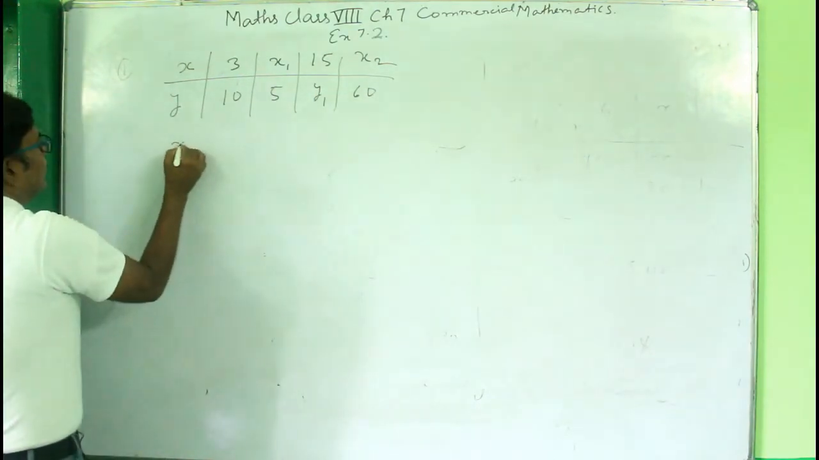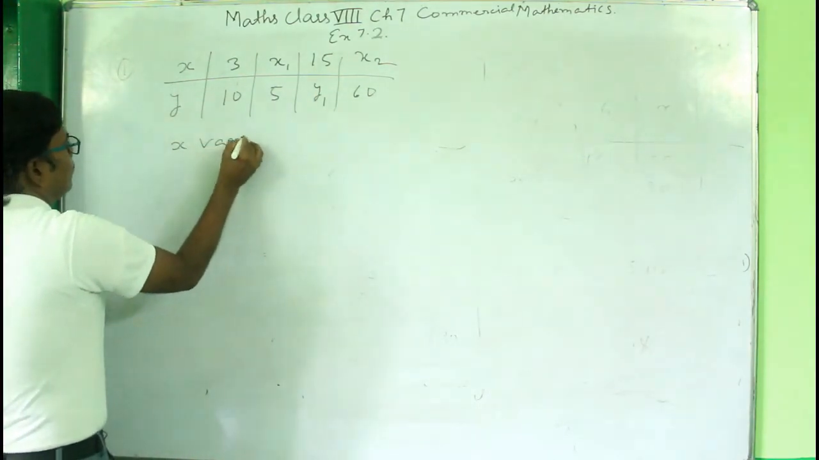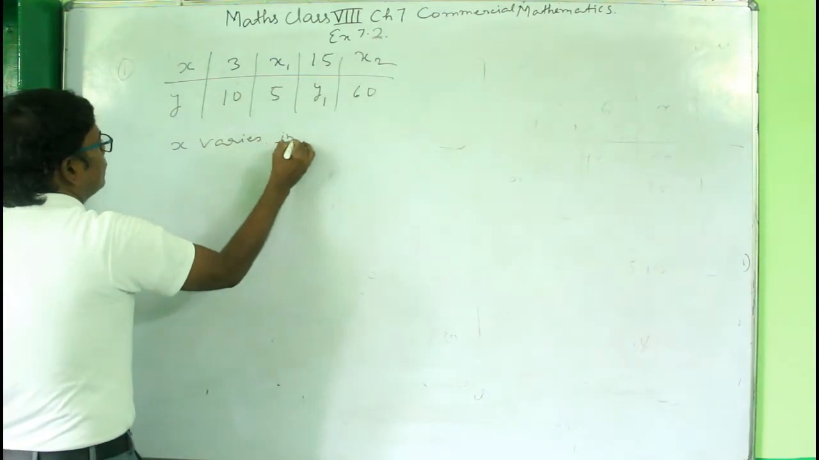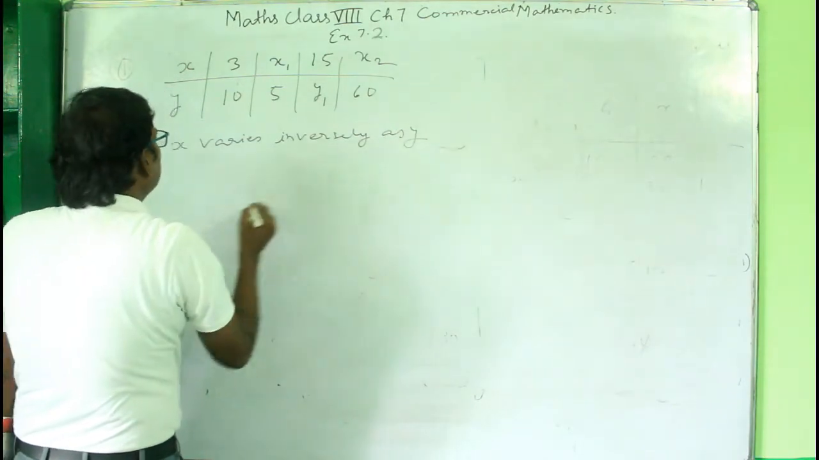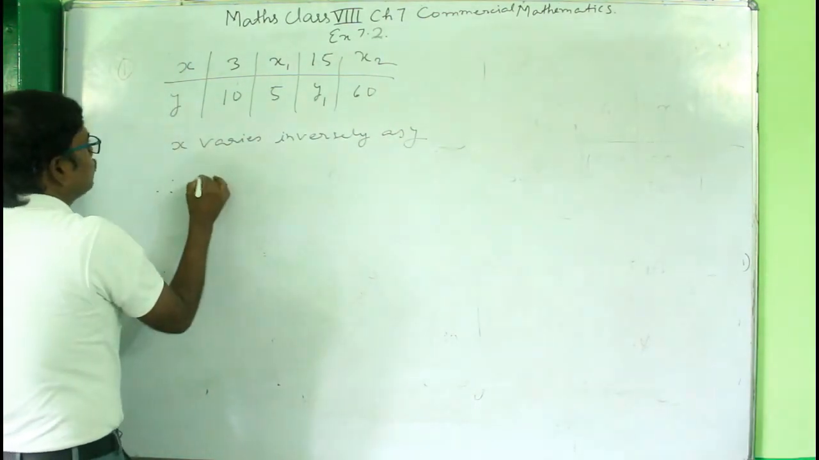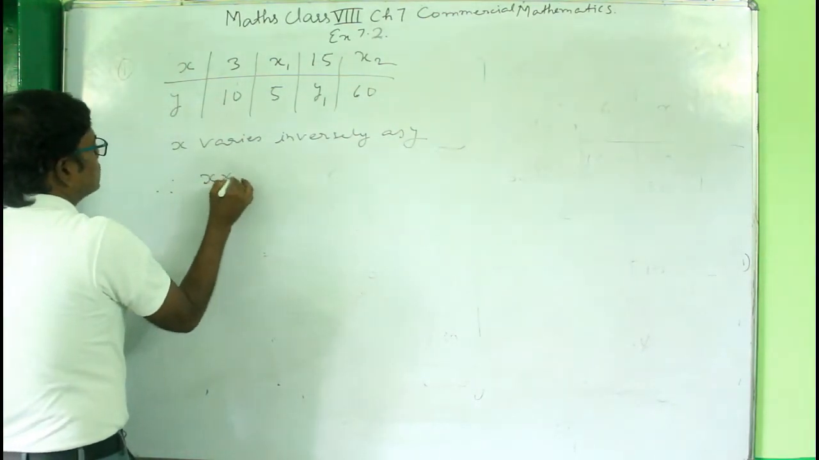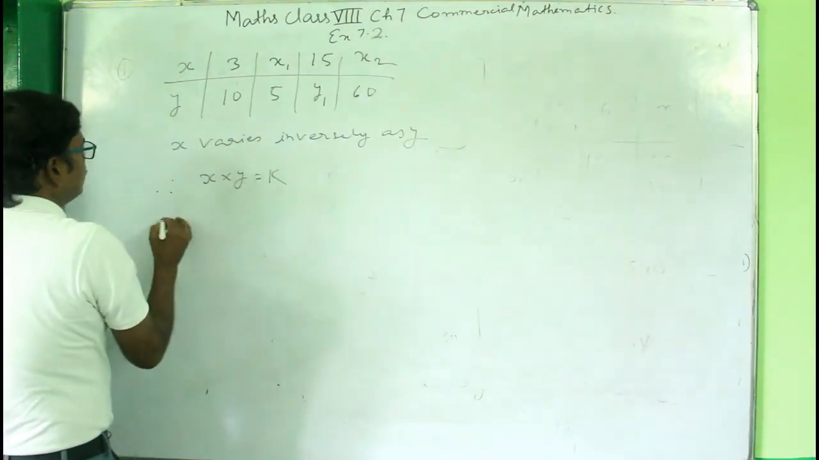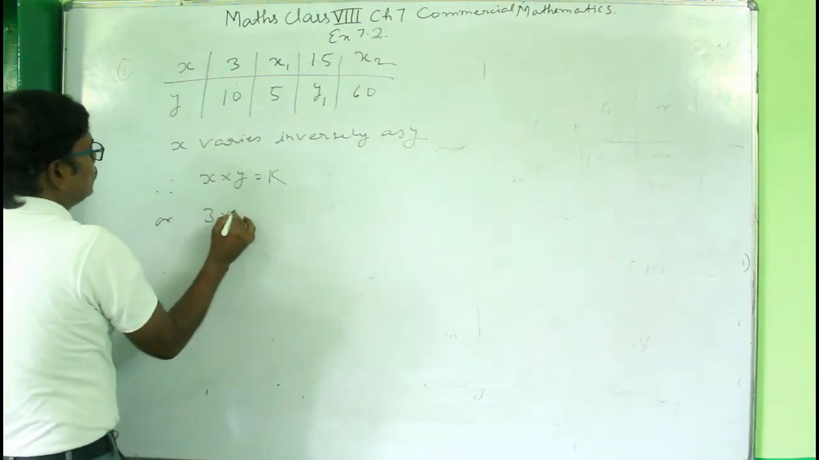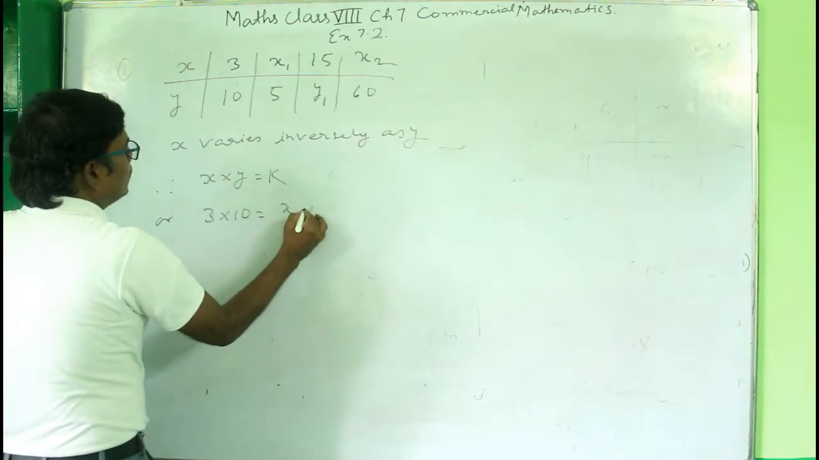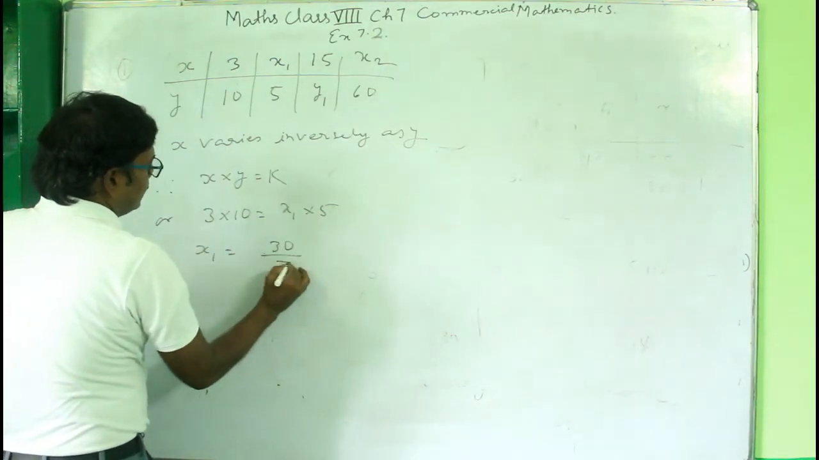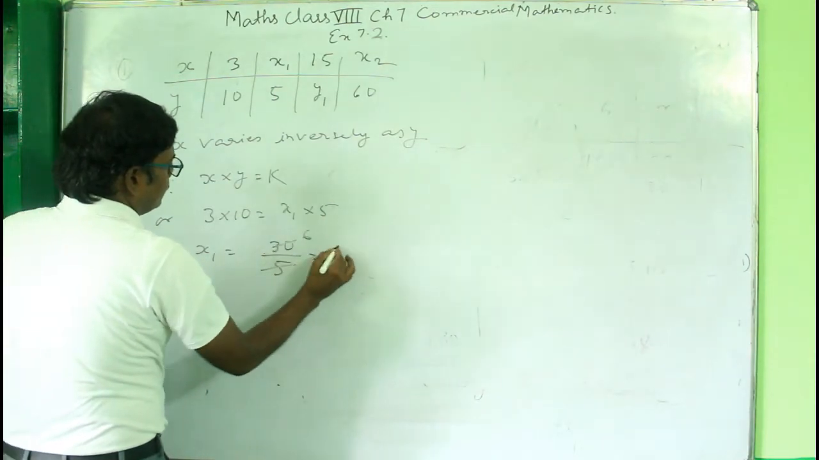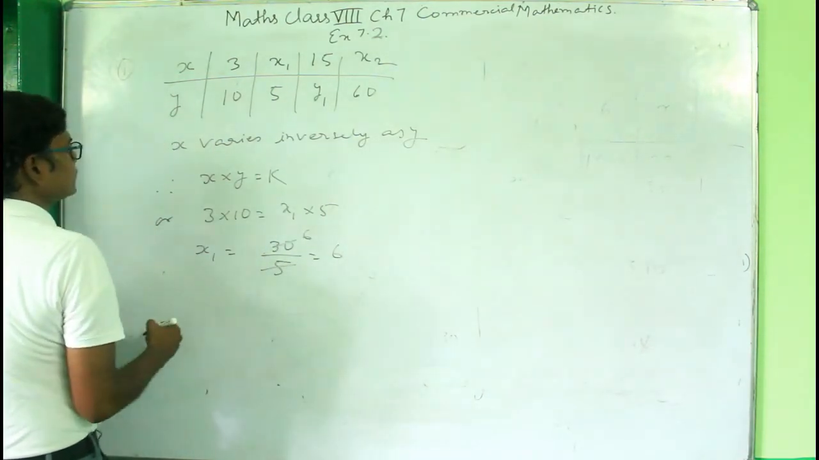So here x varies inversely as y, and therefore you have x into y equal to a constant, that is x into y equal to k. So 3 into 10 equal to x1 into 5. So x1 equal to 30 by 5. So x1 equal to 6.